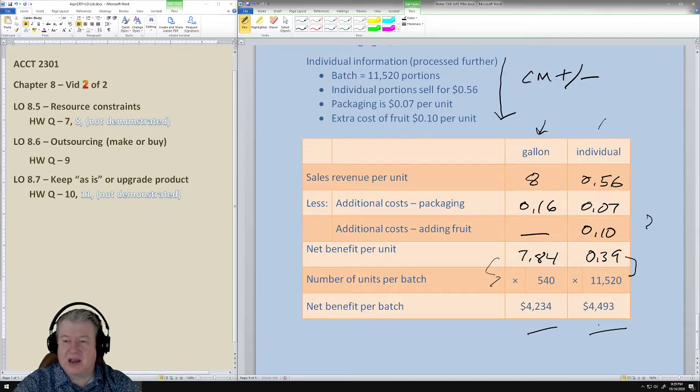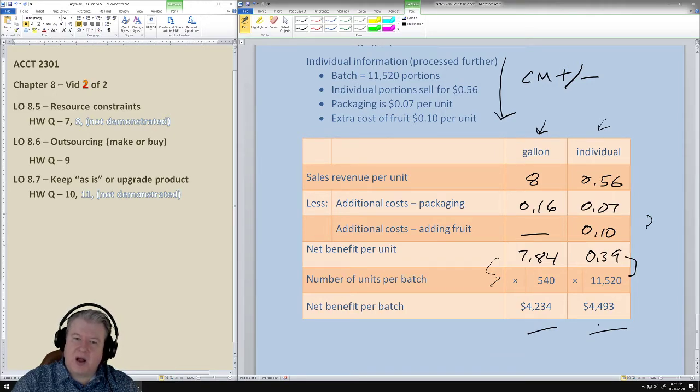If we end up reprocessing it further and selling it all as individual things, we would make a little bit more. Now that may not seem like a lot, but if this was in the millions, if this was 4,234,000, well, that would be another 260,000 more. Well, that's worthwhile. So anyway, that's the end of chapter 8.